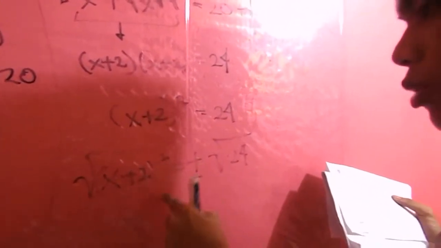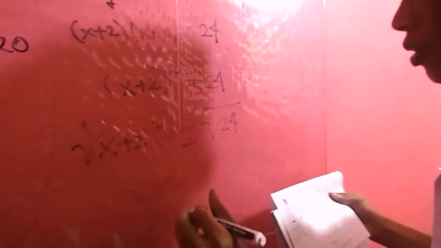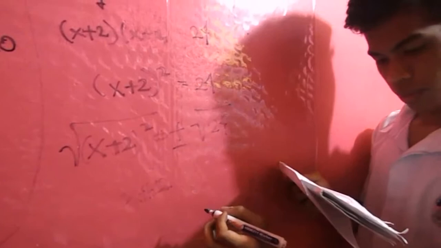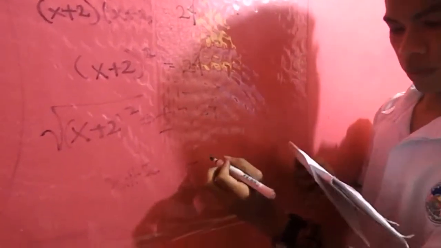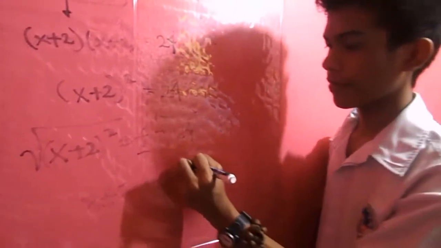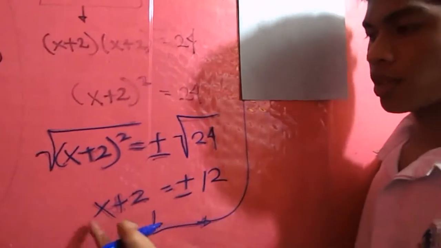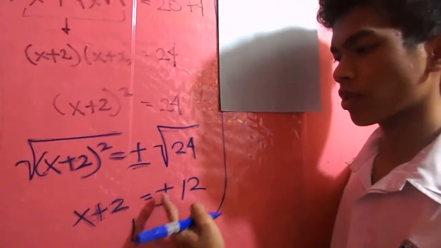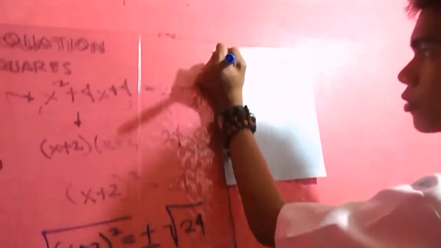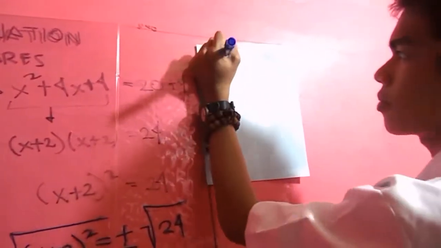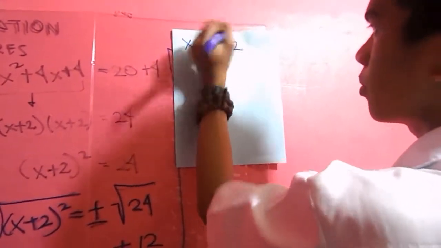Since this is the perfect square, the answer is x plus 2. x plus 2 equals positive or negative the square root of 24. So the result is x plus 2 equals positive or negative square root of 24. So solve it separately. Let's solve first the positive. x plus 2 equals positive square root of 24.